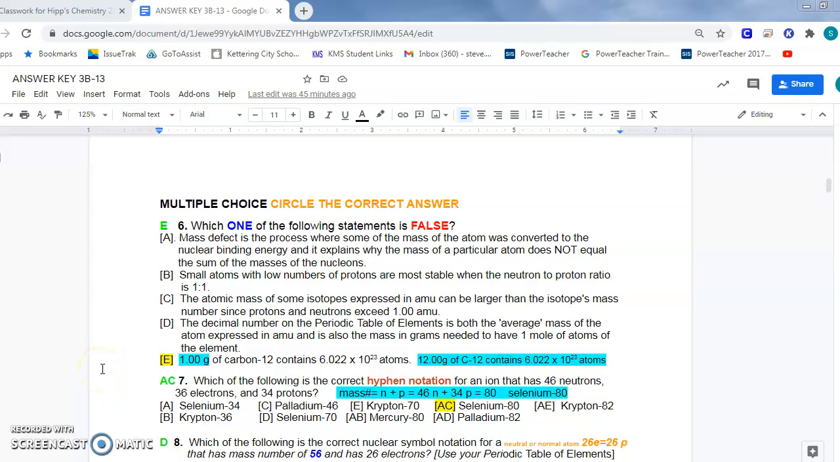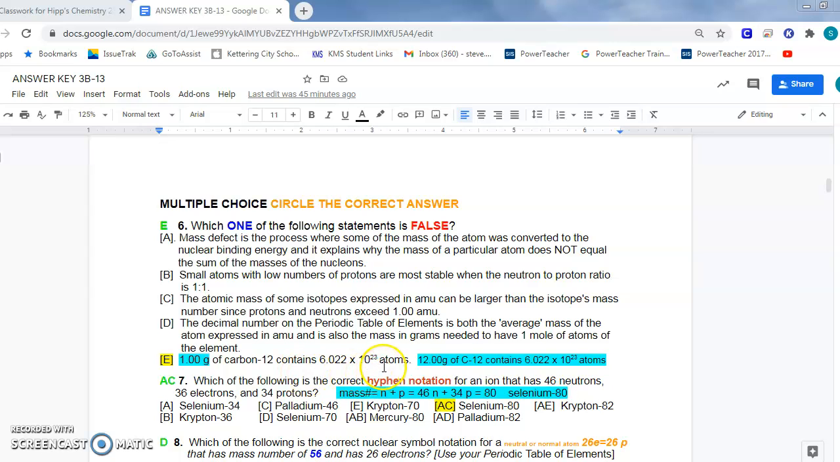Welcome back to our help videos on our 3B13 test, and we're picking up on this video with question number 6 on the second page. Which one of the following statements are true? Let's jump straight to letter E here. It says 1 gram of carbon-12 contains 6.022 times 10 to the 23rd.